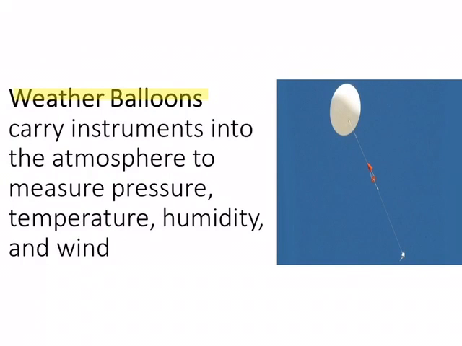In the troposphere and the stratosphere, scientists can use weather balloons, which carry instruments like barometers and thermometers and psychrometers up into the atmosphere. So this can be used to measure pressure, temperature, humidity, and wind patterns. The balloon looks small in this picture, but they're actually giant, and very thick balloons.